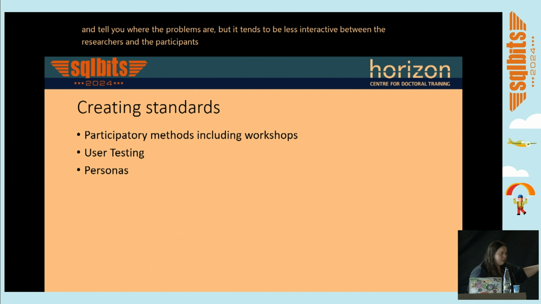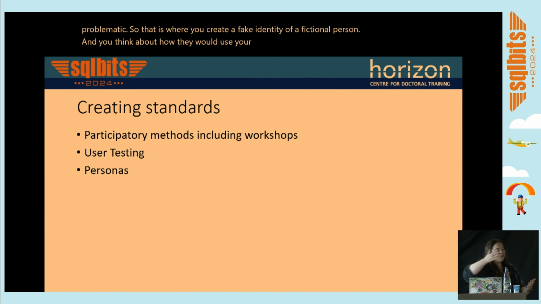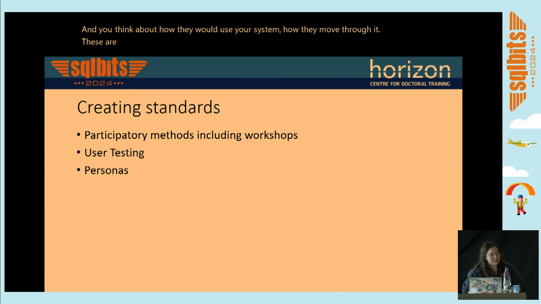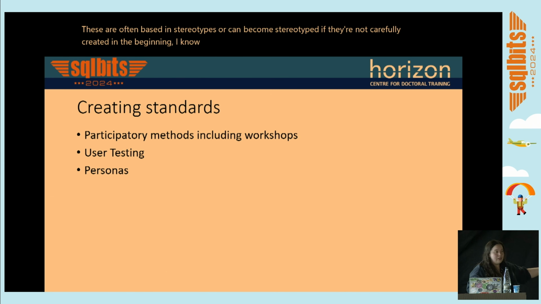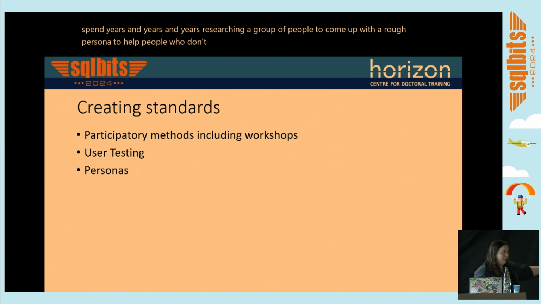And then personas. Personas can be and often are problematic. That is where you create a fake identity of a fictional person and you think about how they would use your system, how they move through it. These are often based in stereotypes or can become stereotyped if they are not carefully created in the beginning. I know researchers whose whole job is making personas, and they spend years researching a group of people to come up with a rough persona to help people who don't have access to that community do the design, but ideally talk to the people.